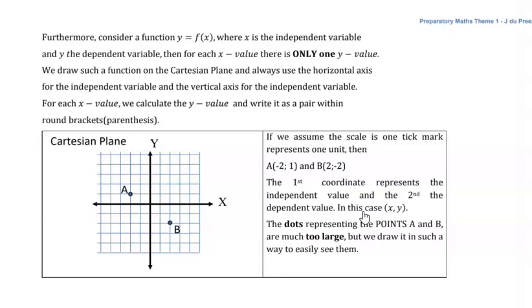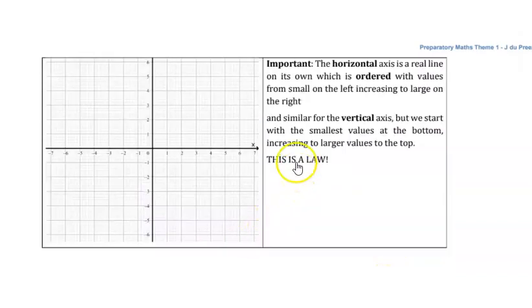In this case, x and y, because we have an x on the horizontal axis and a y on the vertical axis. The dots representing the points A and B are much too large, but we draw it in such a way to easily see them. It's important to realize that the horizontal axis on its own represents a real line. So we start at negative values and it increases until we reach 0, and then it increases until we go to infinity. The same is true for the vertical axis.